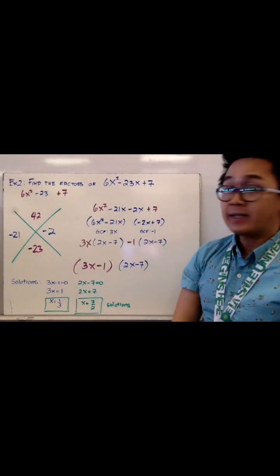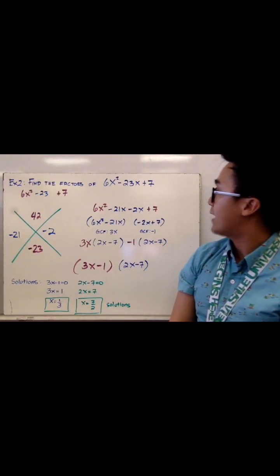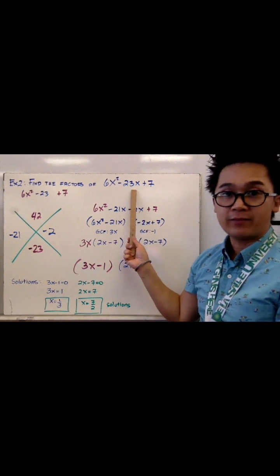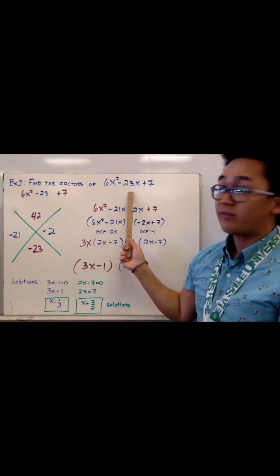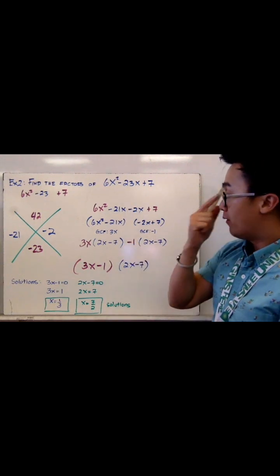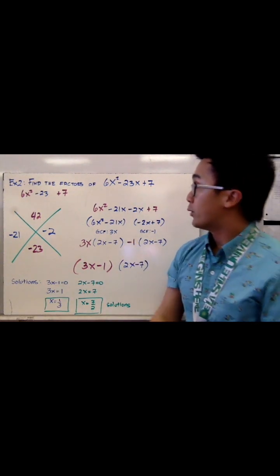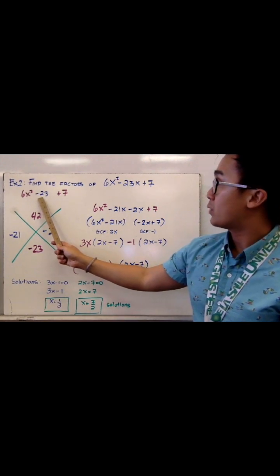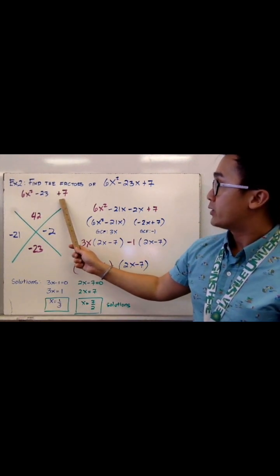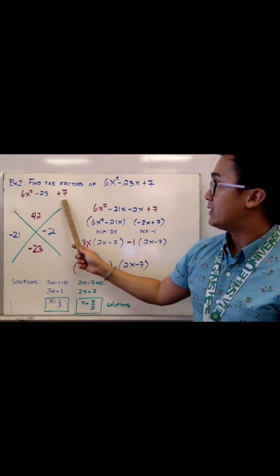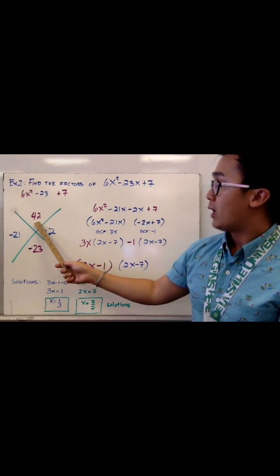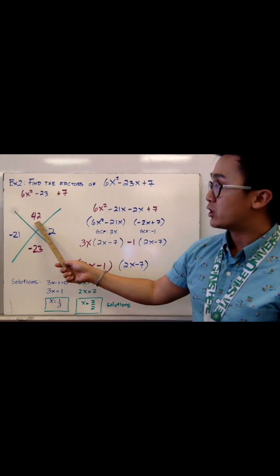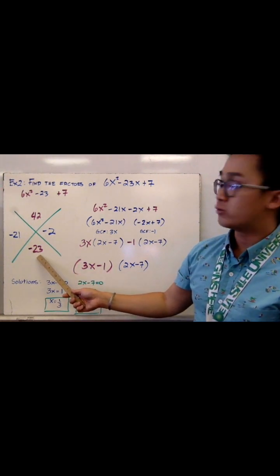Now for our second example, we have 6x squared minus 23x plus 7, and we're going to factor this out just like how we factored out the first example from our previous example. So 6x squared minus 23x plus 7: multiply 6 and 7 and we'll have 42. And now we're going to look for factors of 42 that when we add them up will be equal to negative 23.